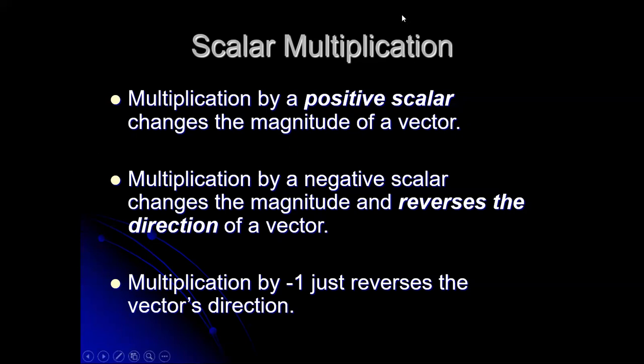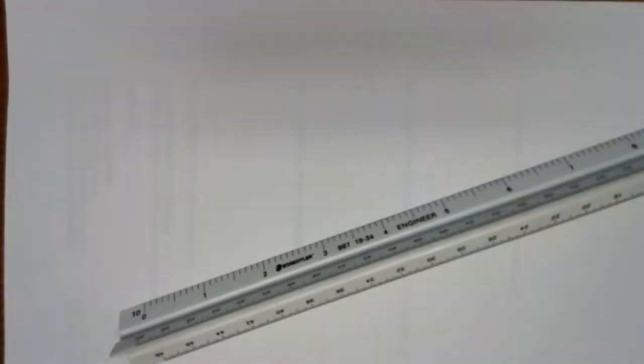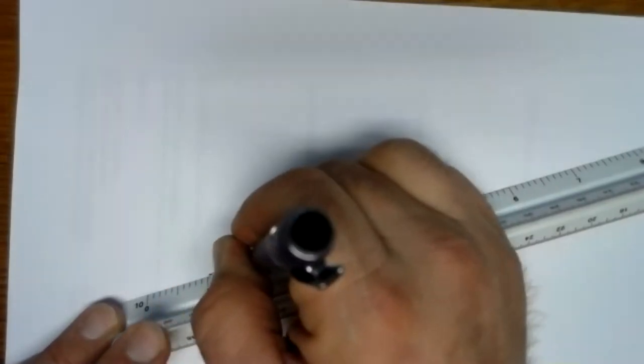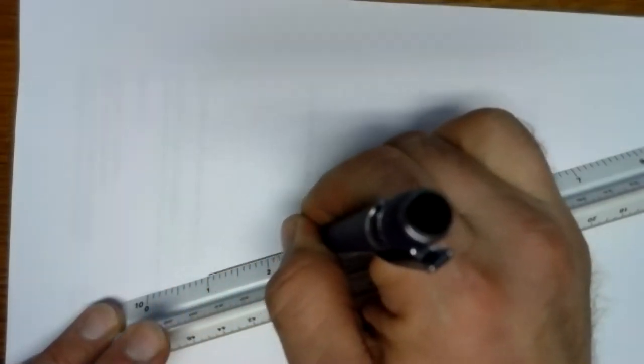So let's see some examples of those here. Let's start out with a vector. I'll draw a vector here. I'm going to make that vector, let's say, 2 inches long.